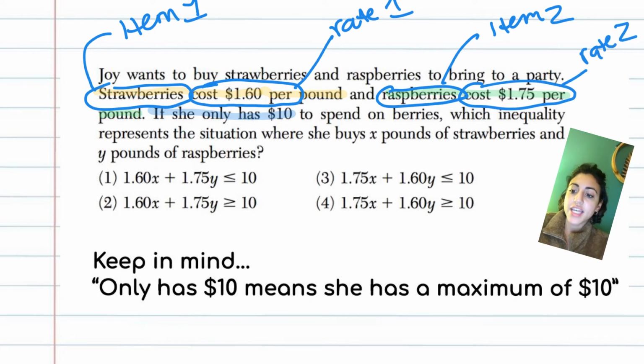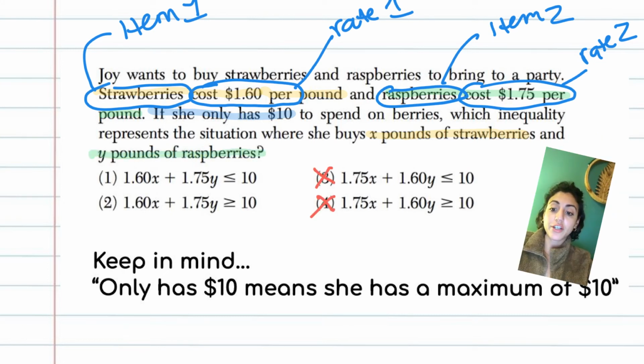And you can see that in each equation, you have a rate times a variable. So we've got to make note of which variable represents what, okay? So we've got X pounds of strawberries and we've got Y pounds of raspberries. So let's see which ones we can cancel out, okay? Pause the video and think about which answer choices we can cancel out. Which answer choices have the wrong rate next to the variable.